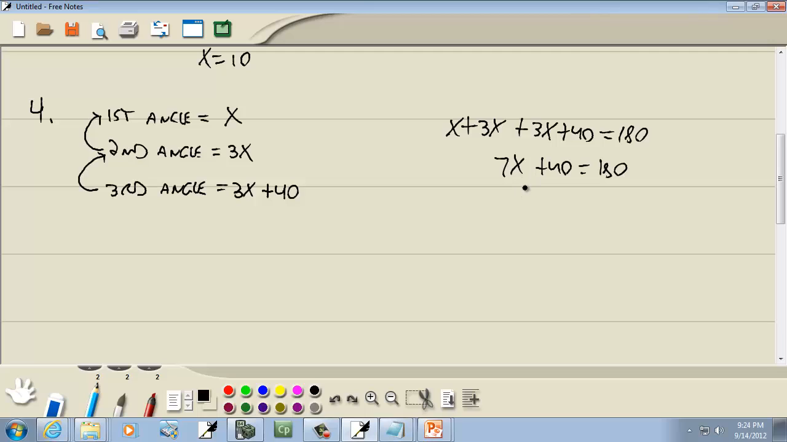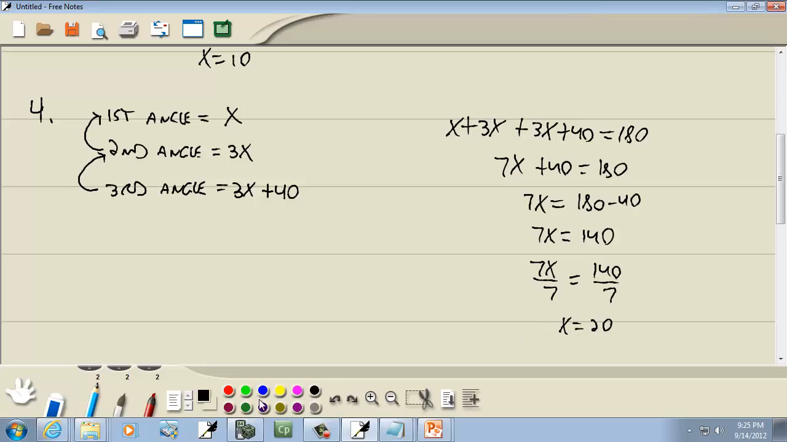Get rid of parentheses, don't have any. Get rid of fractions, don't have any. Get everything with an x on one side, numbers on the other side. So I'll take the 40 over, and it becomes a negative 40. Combine together numbers at any step. 180 minus 40 is 140. And last step, divide both sides by a number in front of your x, which is 7.